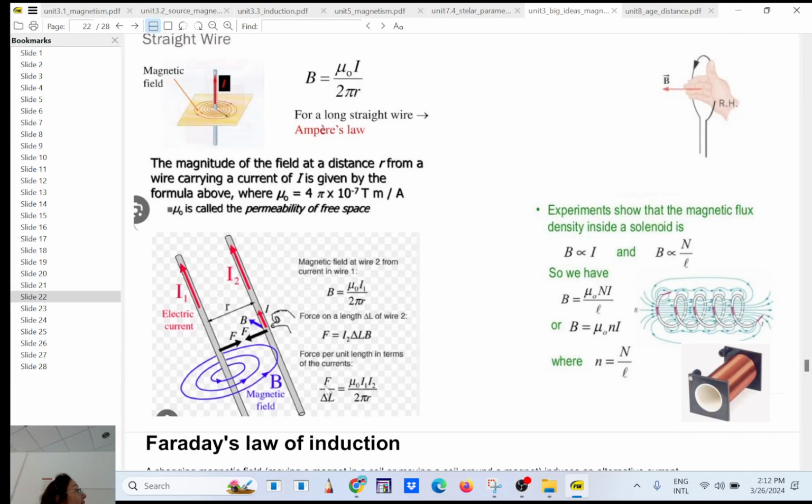So that will be the force here per unit length. And you see, it depends on the current in the first wire, the current in the second wire, and the distance between them. Okay? So I try to summarize everything.